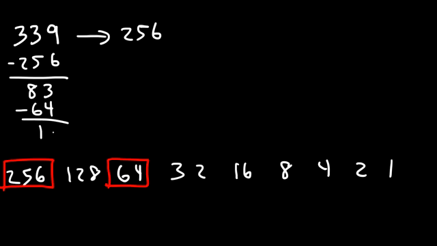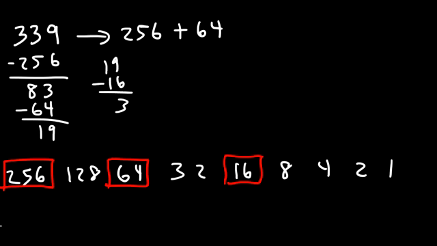And that will give us 19. And let's not forget to write the 64 here. Now the next highest number under 19 is 16. So let's do 19 minus 16. And so that will give us 3. And so let's write the 16.